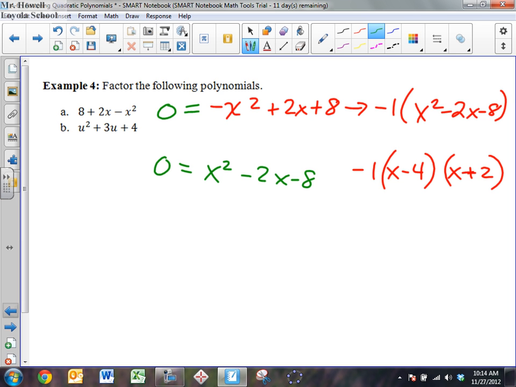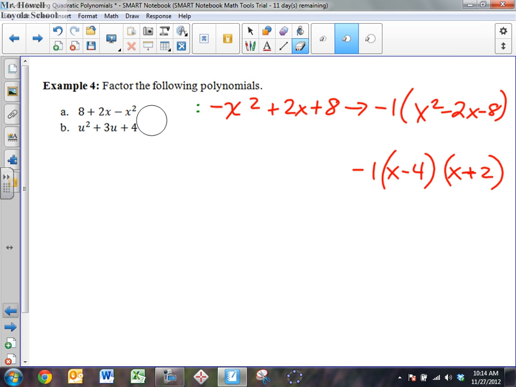Absolutely. But if I'm just factoring, I need to show that negative 1 comes out of this factor. Don't just get rid of it and throw it out. Exactly. When you're solving equations, get rid of it. Just throw it out. Not a problem. When you're solving equations and everything. Any questions on the first one? Good? Second one.